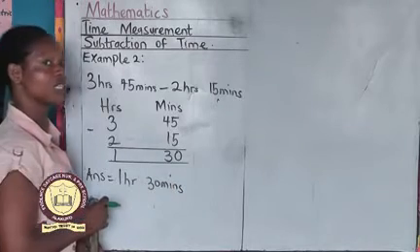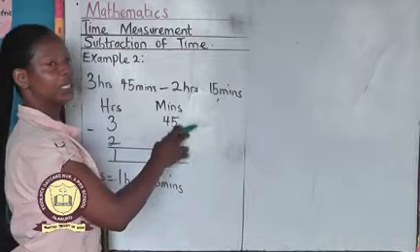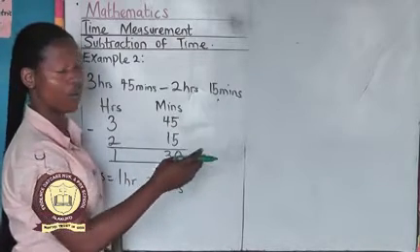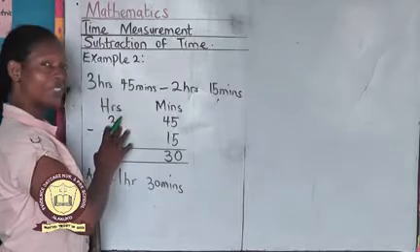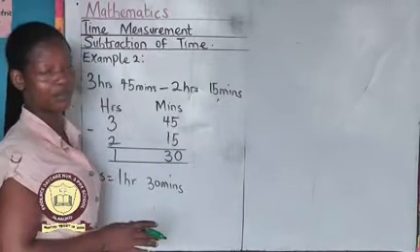Don't forget that the first thing you do in your jotter, just look for a jotter. First of all, do your minutes. If you must borrow, you are going to borrow 1 here, you change it to 60 and put it here, just like the first example.